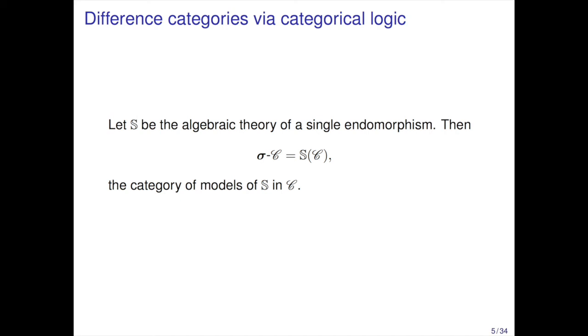The category of models. What is C? C is an arbitrary category. So the category of models in an arbitrary category is the category of Sigma objects. Yeah, category of models in C.